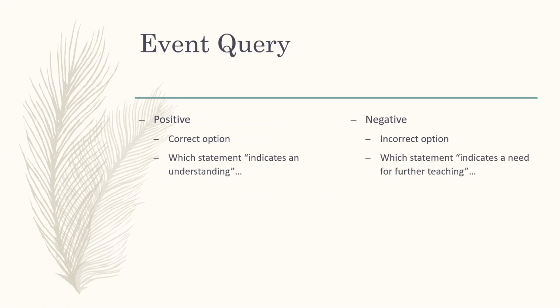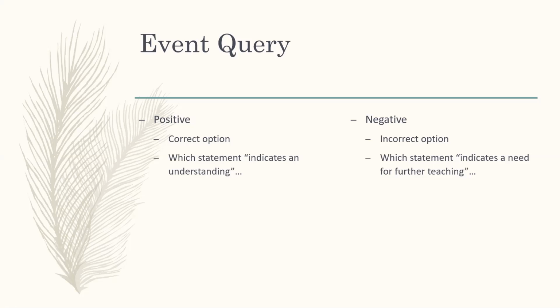Now, we also have something called the event query, and that means there's either a positive or a negative event query. So an example of this would be a positive that is looking for a correct option. So the correct answer choice is the correct answer to this question. You may see something like, which of the following statements indicates an understanding by the patient? Okay, that tells me whatever the patient says back to me is the correct answer to the correct question.